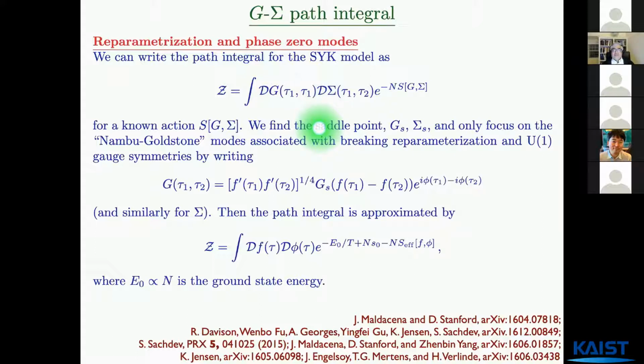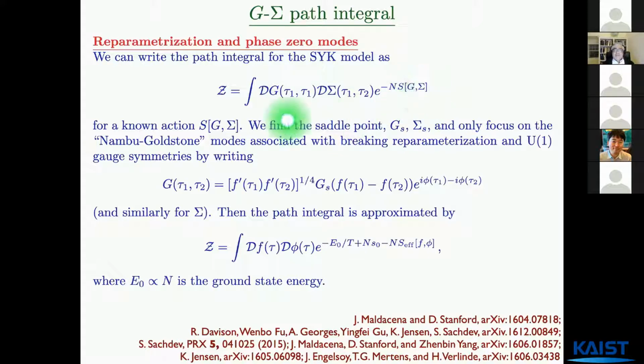However, what we're going to do is look at the action, and the action has many different directions. This is a multi-dimensional space, but there's one direction where the energy doesn't change very much. And what is that direction? Well, that's the direction in the space where you do the time reparameterization, because we know that the low energy action doesn't change as you do a time reparameterization.